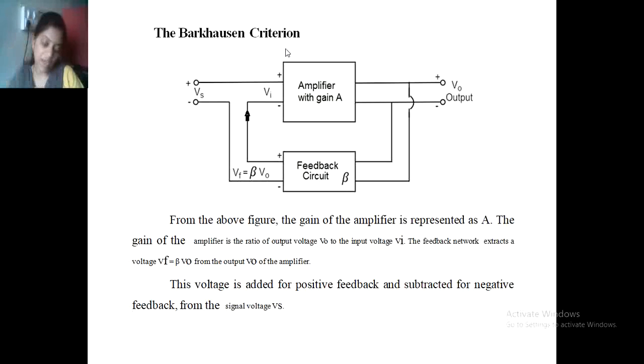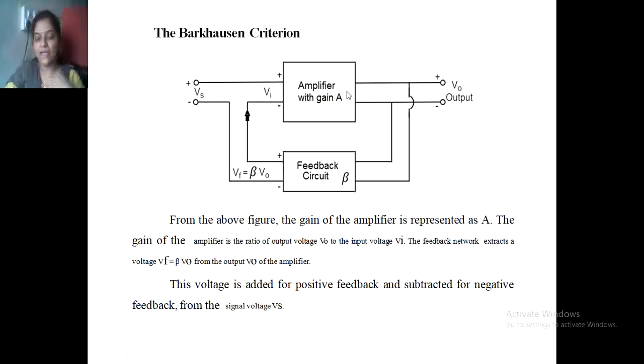So here, an amplifier with gain A is in the circuitry, and the feedback circuit has factor beta. From the above figure, the gain of the amplifier is represented as A. The gain of the amplifier is the ratio of output voltage V0 to the input voltage Vi.